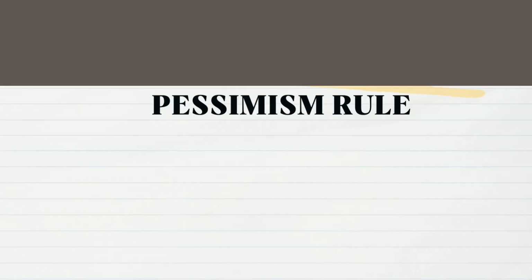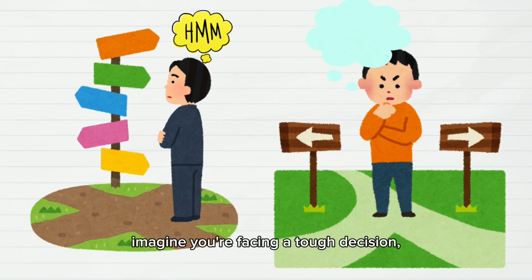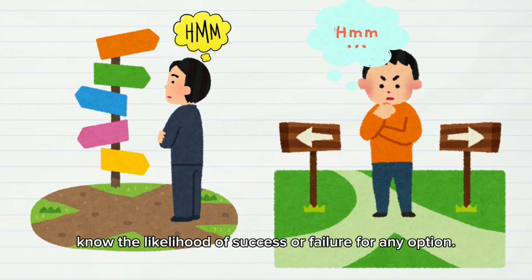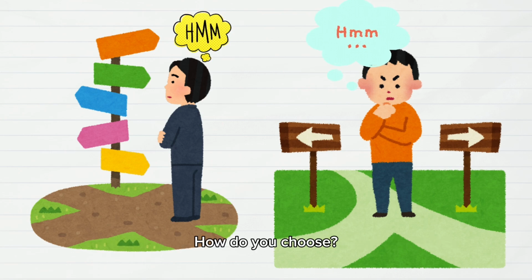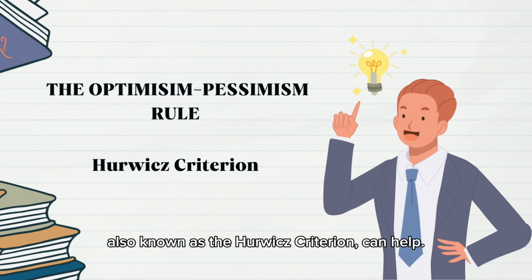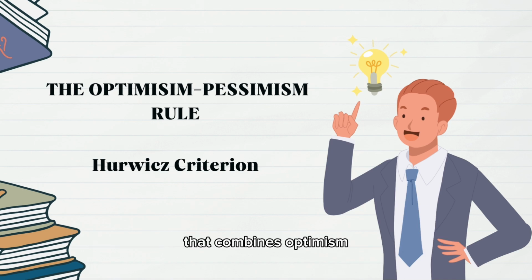Today I'm going to explain the optimism-pessimism rule. Before we start, what is the optimism-pessimism rule, and what kind of rule is this? Imagine you are facing a tough decision, but you don't know the likelihood of success or failure for any option. How do you choose? This is where the optimism-pessimism rule, known as the Hurwicz criterion, can help. The optimism-pessimism rule is a decision-making method that combines optimism and pessimism to find a balance. It is widely used in management, economics, and everyday life.